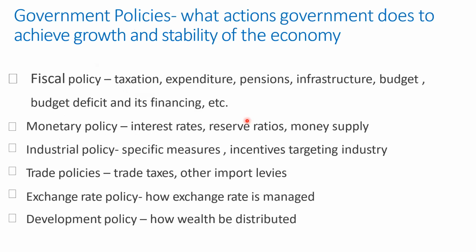Now we will go to the other policies, government policies, what actions the government takes to achieve growth and stability of the economy. Now these government policies, previously I explained there are so many government policies, and I explained the national energy policy and the transportation policy. Now why do we need this kind of policies? Our main objective is to achieve growth in the economy, then stability of the economy.